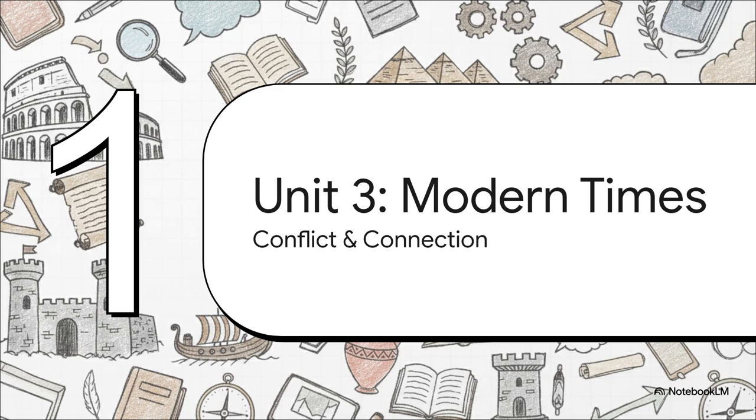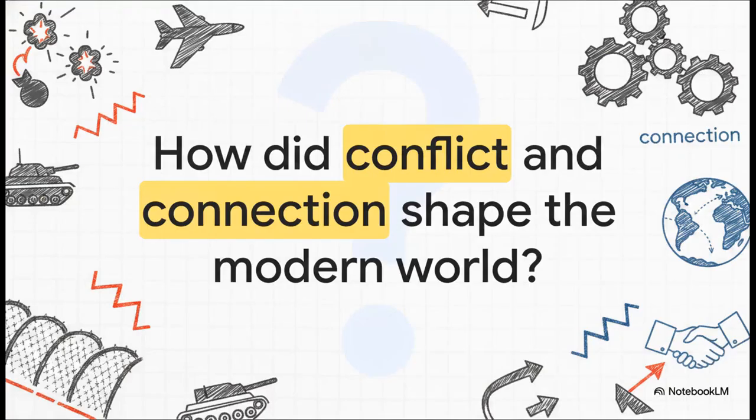Section 3. Unit 3. Modern Times. Moving further along our timeline into the 20th century, a new essential question emerges. How did conflict and connection shape the modern world? These two forces become the twin engines driving literally everything, from global trade all the way to devastating world wars.